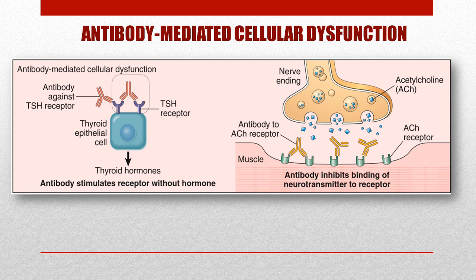Antibody against thyroid stimulating hormone receptor stimulates thyroid epithelial cell to produce thyroid hormones without thyroid stimulating hormone. In result, hyperproduction of thyroid hormone develops, and Graves' disease. To the right, you see illustration of development of myasthenia gravis. Here, antibodies are produced against acetylcholine receptors, which inhibits binding of acetylcholine to receptor with resultant block of nerve-muscle transmission.